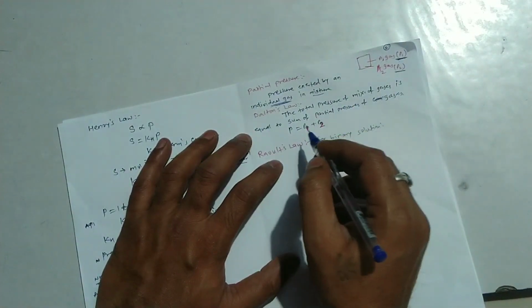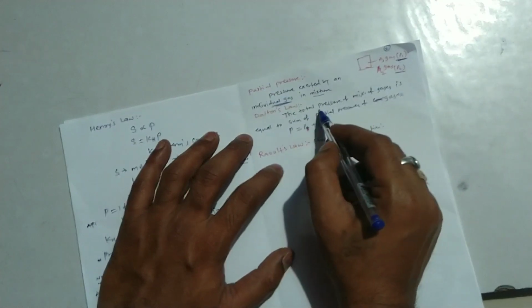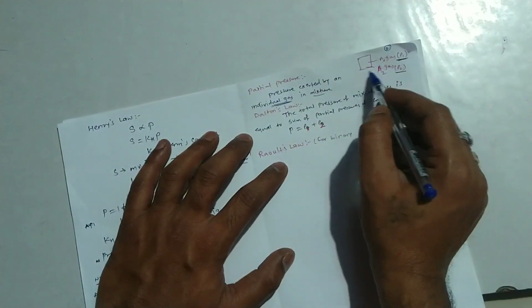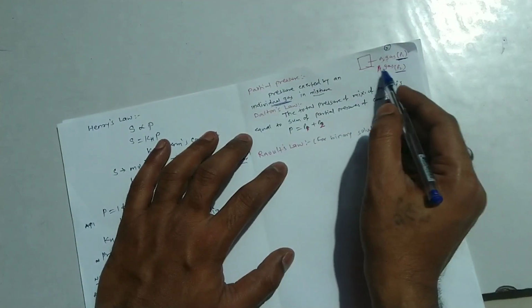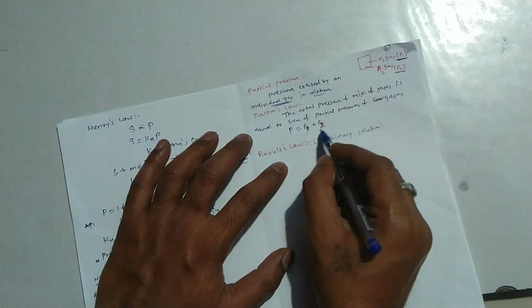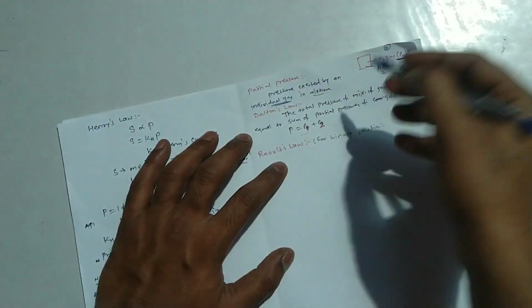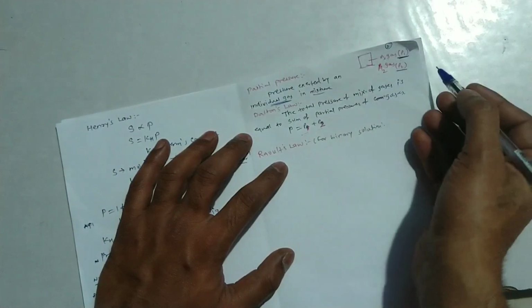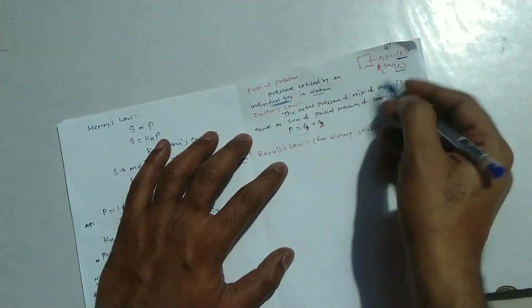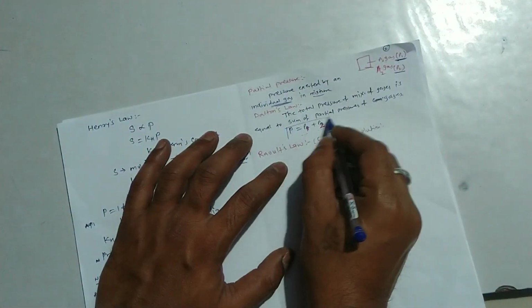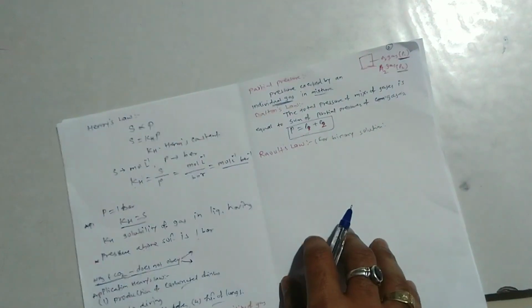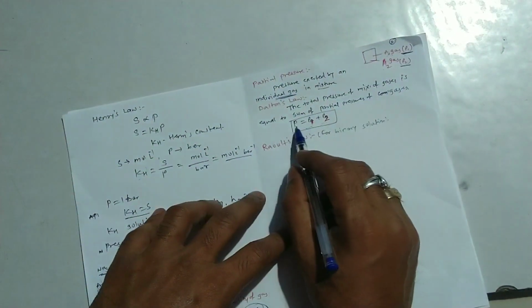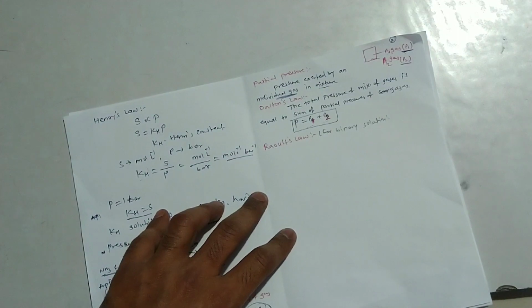Now Dalton's law we must also know. It's nothing but the total pressure. Here we are getting the total pressure of this mixture, and this total pressure is nothing but the sum of the partial pressures of the gases. If you have taken three gases, then we'll get the sum of the partial pressures of the three gases in that container. So P is nothing but the sum of the partial pressures of the gases in that solution. So here we'll get P is equal to P1 plus P2.